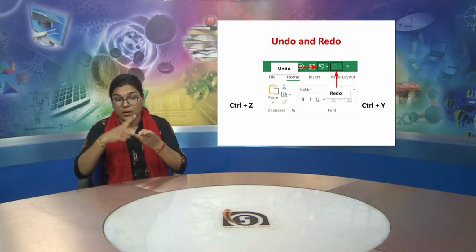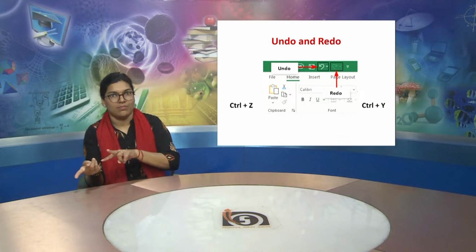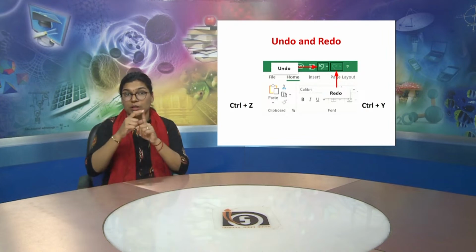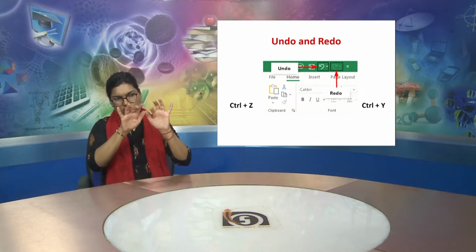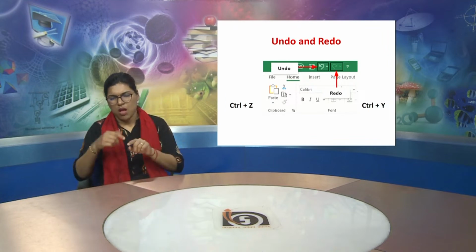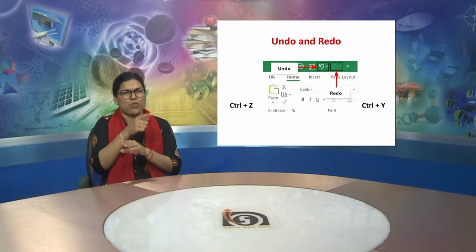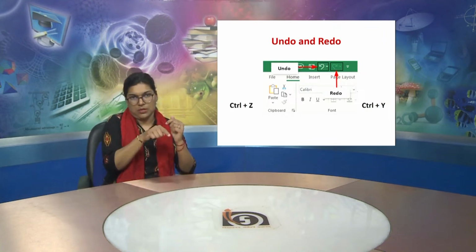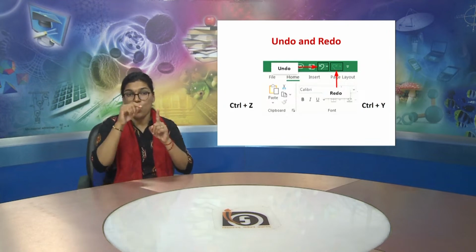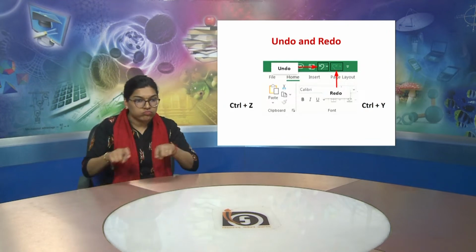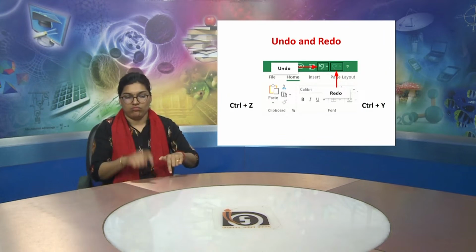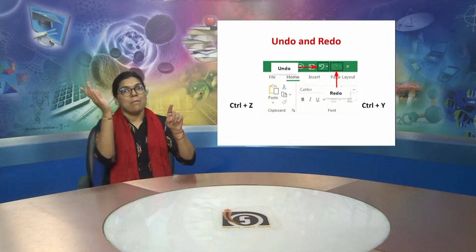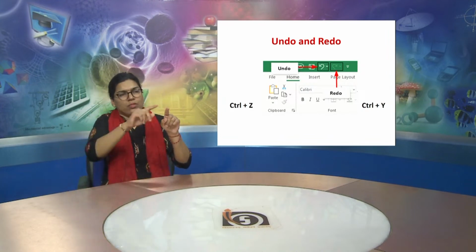Now this is another command of doing undo and redo. Sometimes we have to keep repeating our work. For example, the undo command is used for going back to the previous work when you have typed something by mistake, or when you have given any command by mistake and you want to go back to the last work which you did just a few seconds ago. So for that we use the undo command.